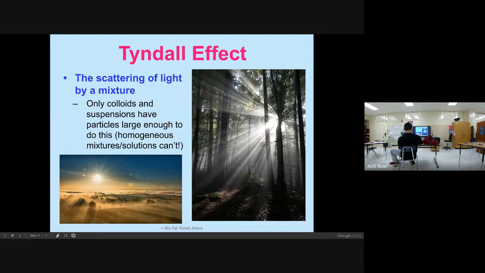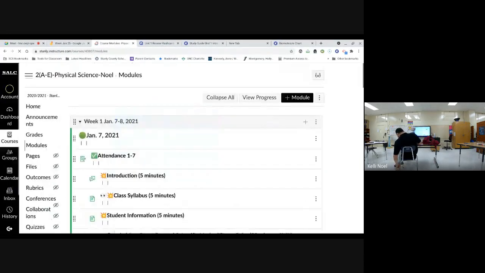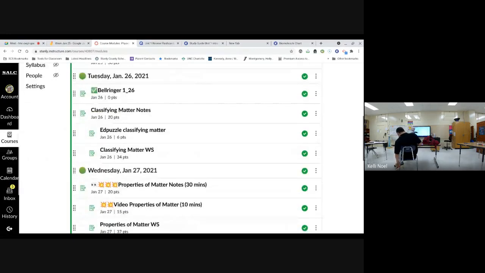So you can submit those. And I'm going to get out of here. And if we go back to modules, and I'm back in teacher mode, not student, that's okay. We have a video and then a classifying matter. So I want to talk about the classifying matter worksheet first.